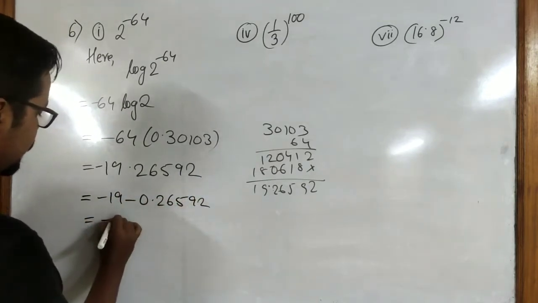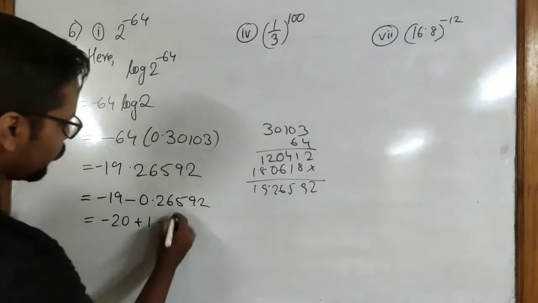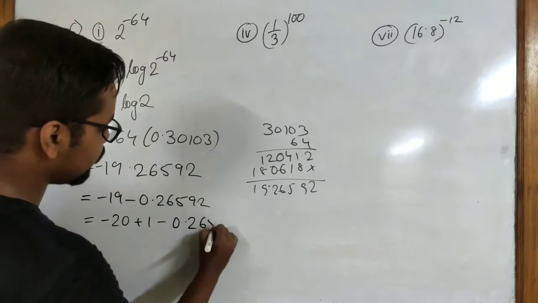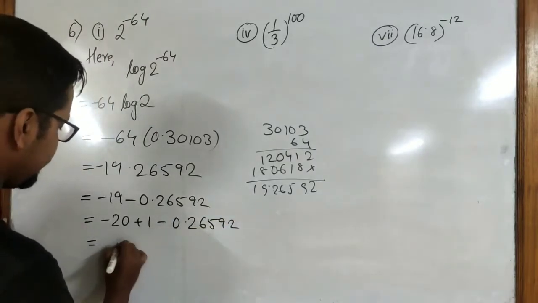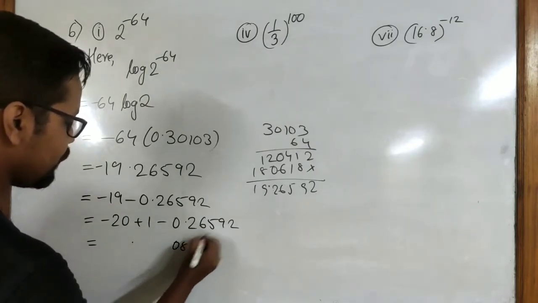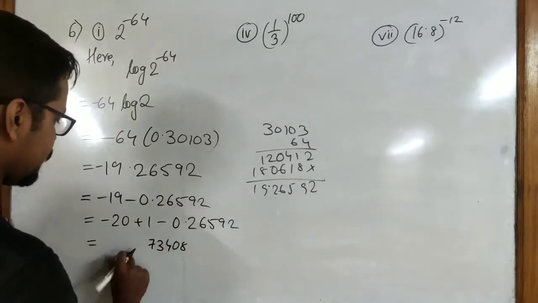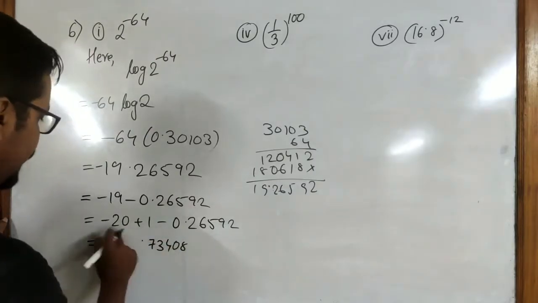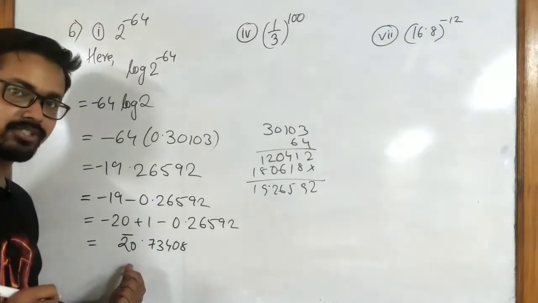0.26592, that is minus 20 plus 1. We can write minus 19 as minus 20 plus 1. We know about this, 0.26592. So we need to find this value. So it is going to be 0.80 and here we have 437. So it is 0.73408, and this is going to be minus 20. So that means the characteristic is minus 20, right?